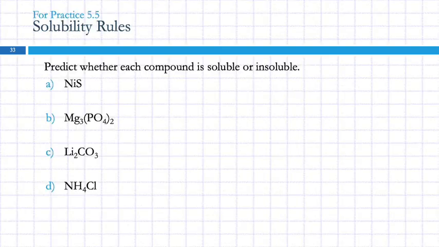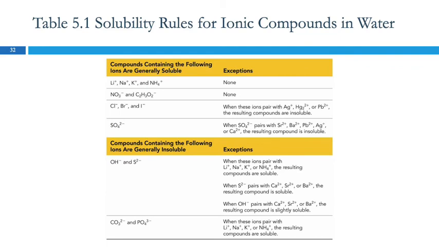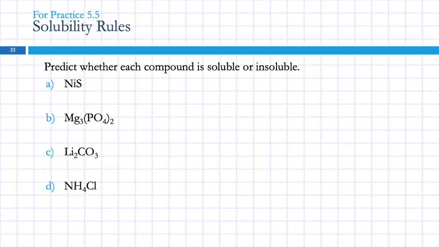So we're going to practice. Predict whether each compound is soluble or insoluble. So nickel sulfide. Well, what we want to do is look at this table and start at the beginning. We don't have any of those ions. We don't have any of these. None of those. None of those. We're getting down here. Oh, we have sulfide. This is in the bottom. It's generally insoluble, except for calcium, barium, and strontium. But we've got nickel. So this is going to be insoluble. I think this is going to make a mess. But, so that one's insoluble.